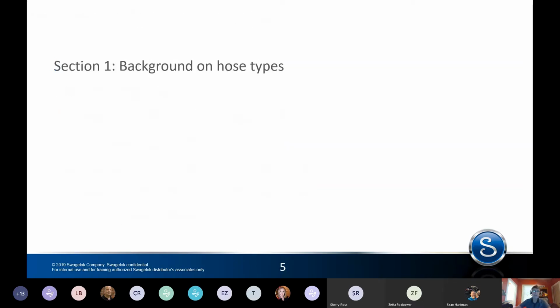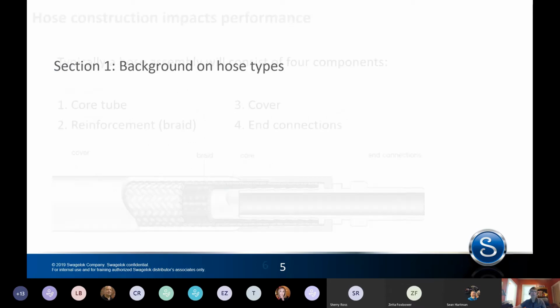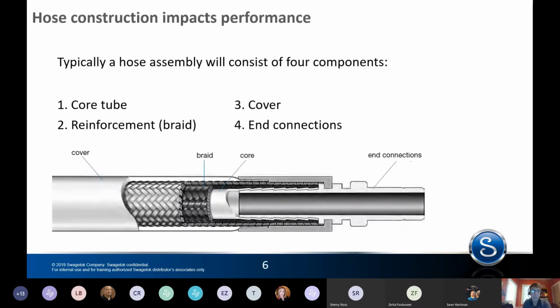So again, let's start off easy. Background on hose types. We want to go through different hose construction and how a hose is built. A hose is different than a tube. A lot of people think a hose is different than a tube in that it's flexible, but a lot of times tubing can be very flexible. A hose is actually different than a tube in that it's multi-layered.